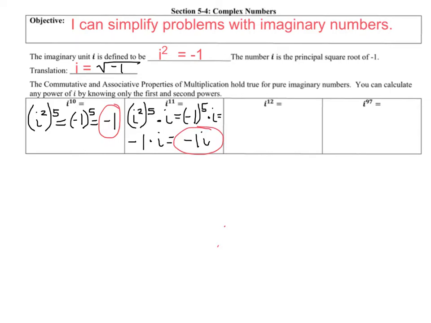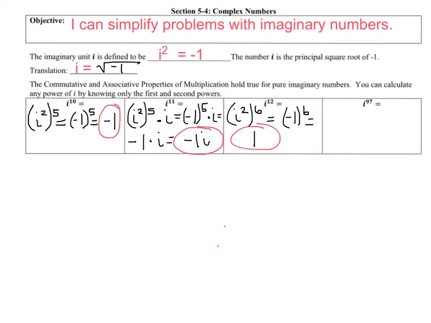On the third example, i to the 12th, we'll go ahead and start off with that i squared. And we know if we put a 6 on the outside, because 6 times 2 gives us 12, we won't need to stick another i on. So we know that i squared is equal to -1, and then -1 to the 6th power is equal to +1, which is our final answer here.